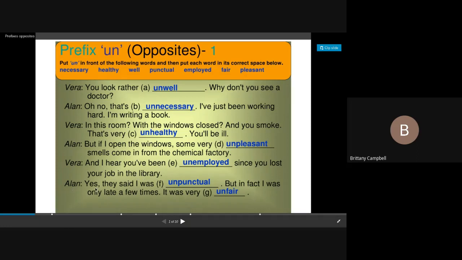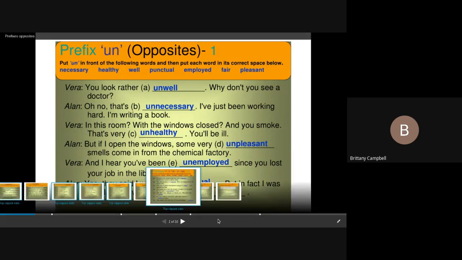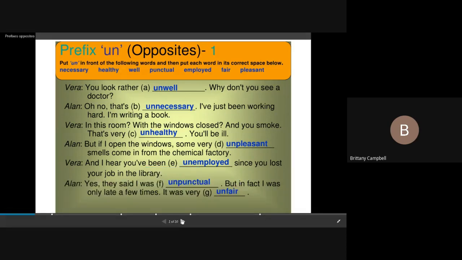Alan answered and said, yes, they said I was unpunctual. So what? He was not on time. Yes, he was not a punctual person. So that is not positive at all. It is indeed a negative. What is it? Negative. Yes? Now, let us look at some of the other examples with the other prefixes.